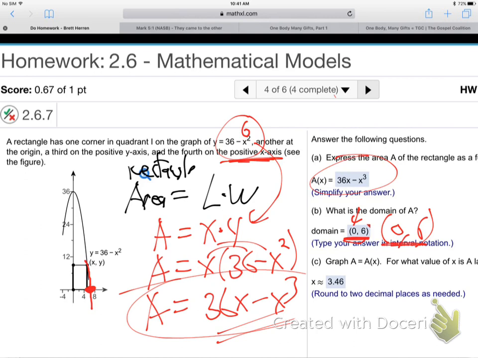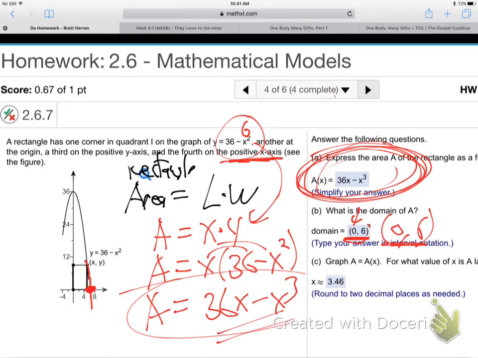And graph. I think this is the one that does it. Yeah, good. This does a bad graph. Let me help you with it. So you guys with me on this? Put this 36x minus x cubed in for y1 right here. I'm still negative 10 to positive 10, negative 10 to positive 10. When I hit graph, I got a crazy graph.